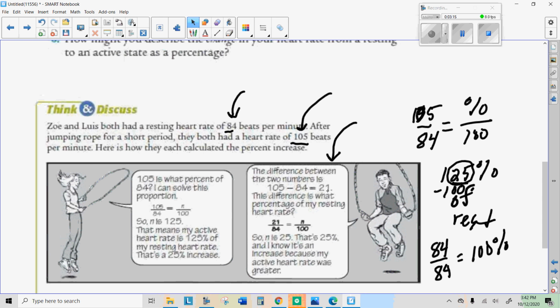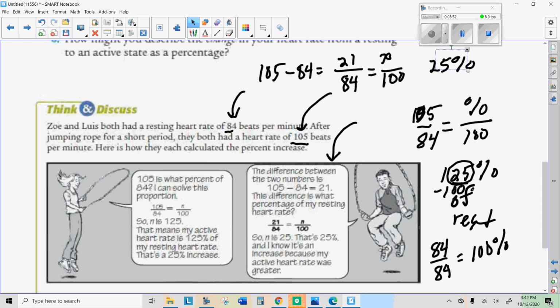Now, Luis does it a little different. What he does is figure out how many more heartbeats he has when he's exercising than when he's resting. And so he's going to subtract right away 105 minus 84. So he's only dealing with the number of heartbeats increased by. So right away there is your increase. And then you always compare that to where you started from, the original, which is 84. And if you change that to a percent and do the math, you're going to get 25%.